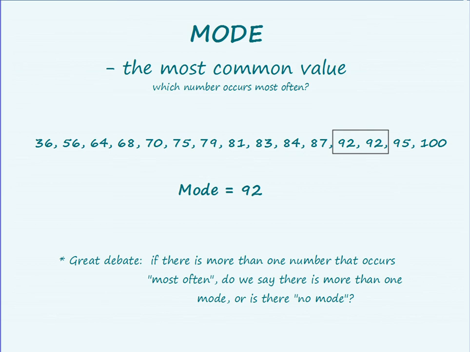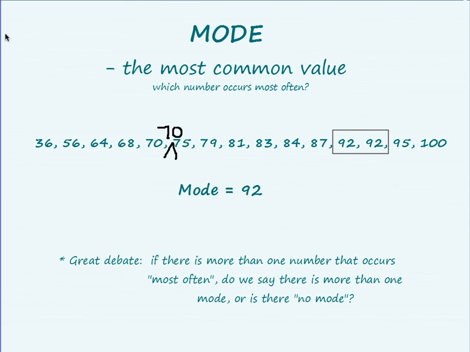There are some that say if there's more than one number that occurs most often, for instance, let's say I have 2 70s. Let's put in another 70 here. If I have 2 70s and 2 92s, some people say, let them both be modes. My mode would be 70 and 92. But there are some who say, but that means there's not one single number that occurs most often. Hence, there is no mode.